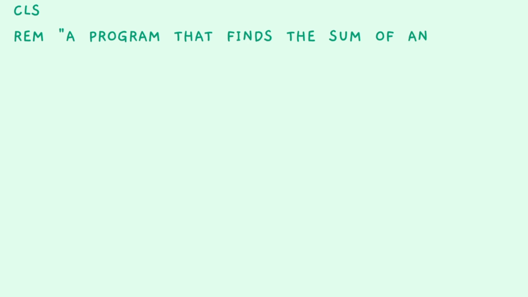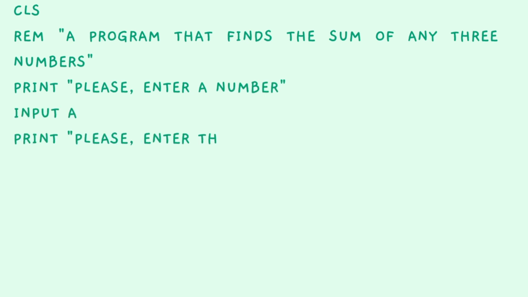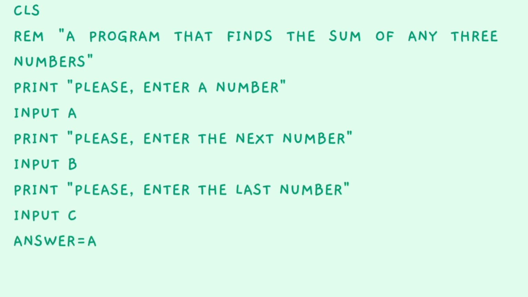Now, what if we want to write a program that can find the sum of any three numbers? Here we'll be using the input statement, which will request the values of the three numbers from the user, that is, the person running the program. Input A means the compiler will be waiting for the user to input a value for A. The same thing happens to B and C, and the formula sums up the three, then the answer is printed.